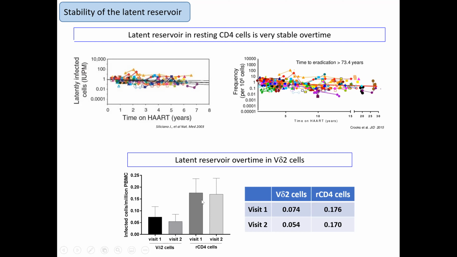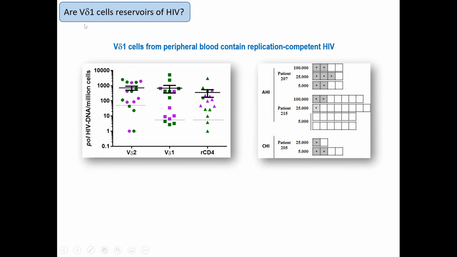Yeah. Okay. So in VD2 T cells, although we see kind of a decay, we need to confirm this, including more individuals. So the next question is, are VD1 cells reservoirs of HIV? We first looked at DNA, Pol HIV DNA, and we could detect VD1s containing that HIV DNA. The caveat here is that this is not intact, so this contains both intact and defective provirus. But we could recover replication competent HIV from them.